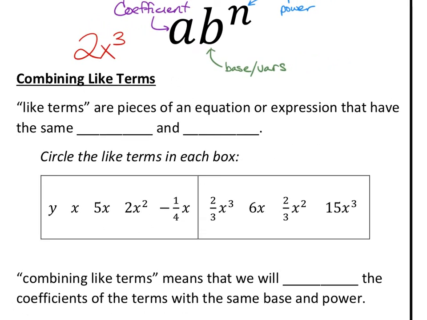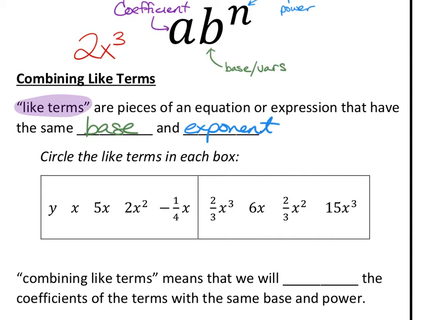To combine like terms, we are going to have to find the like terms, and these are pieces of an equation or expression that have the same base and the same exponent or power. So we're looking for things with the same letter and exponent. The first little part of your notes here asks you to circle the like terms in each box. So if we're looking at this first box, there are three things that are like terms.